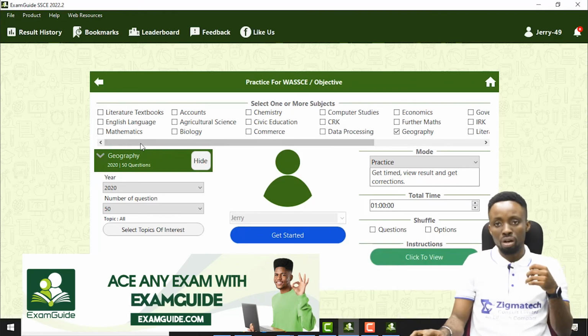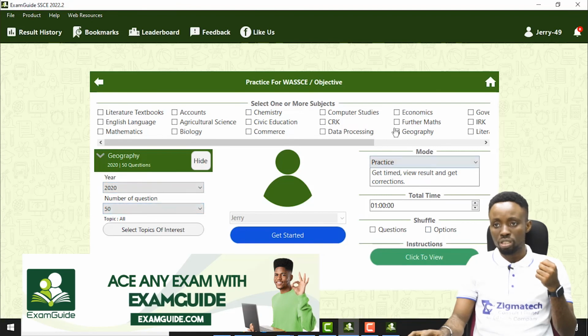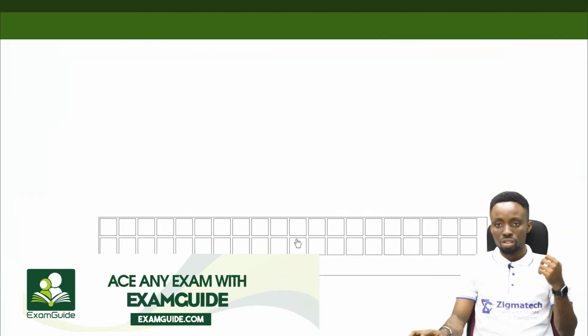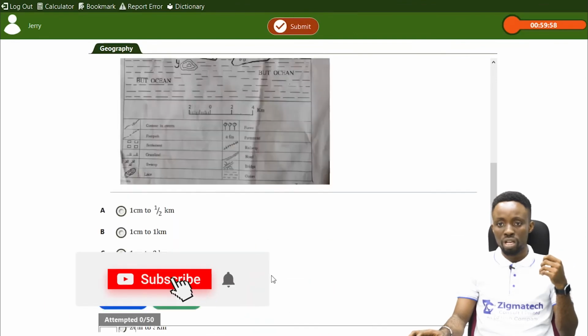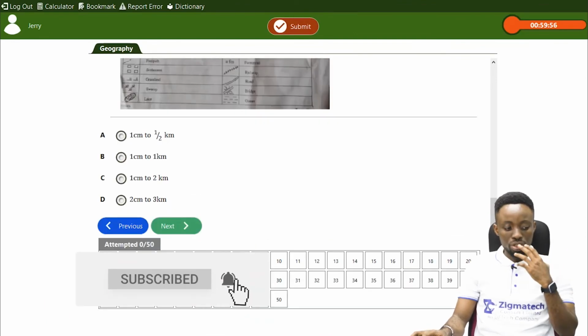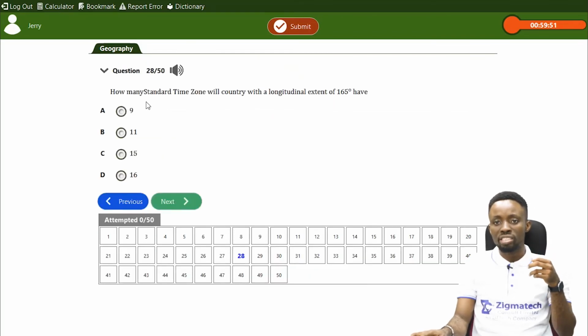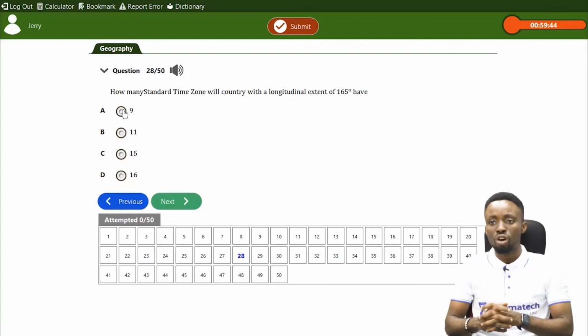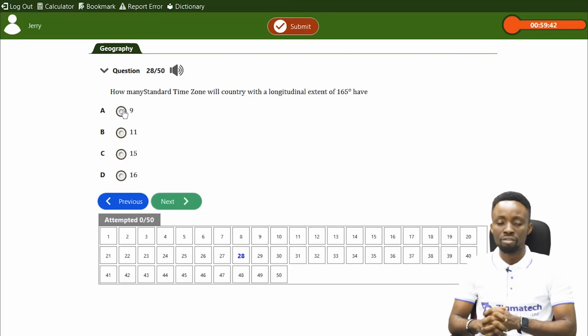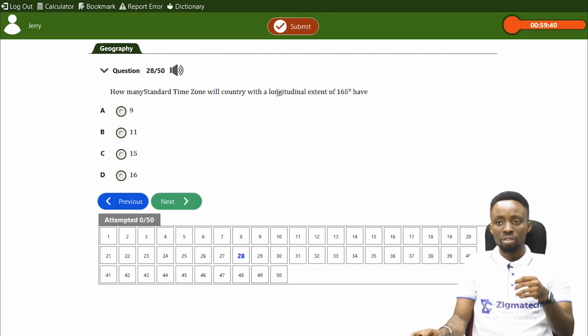So let's also go to the SSCE exam guide and look at a question from 2020 geography. So this is the exam guide for SSCE. Let's look at question number 28. Now, question number 28 says, how many standard time zones will a country with a longitudinal extent of 165 degrees have? So we have the longitudinal extent as 165 degrees. That is the longitudinal difference.